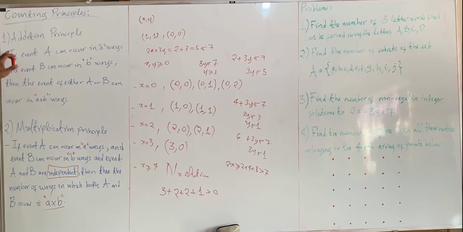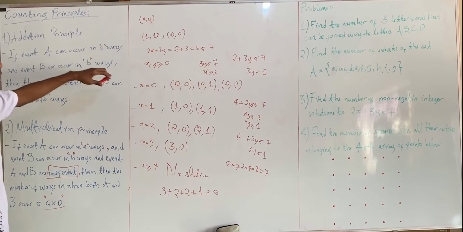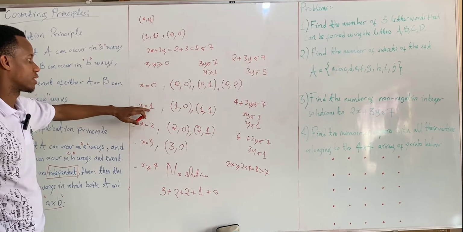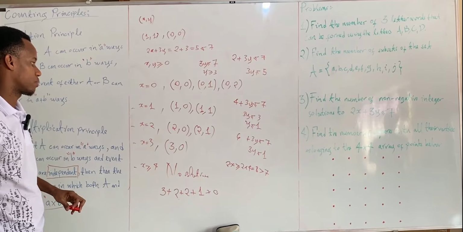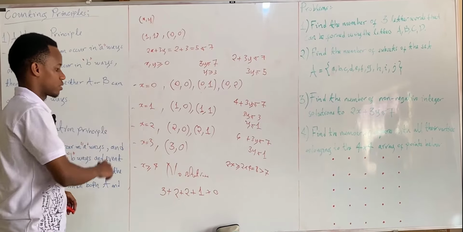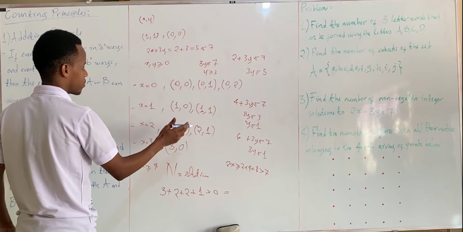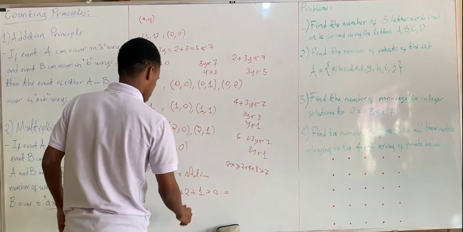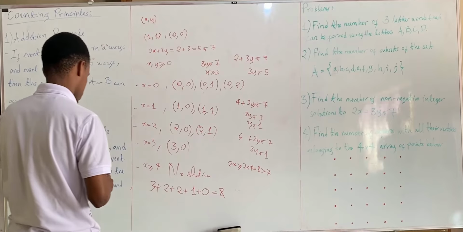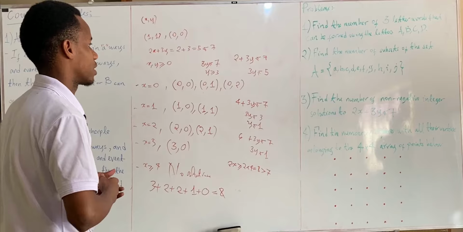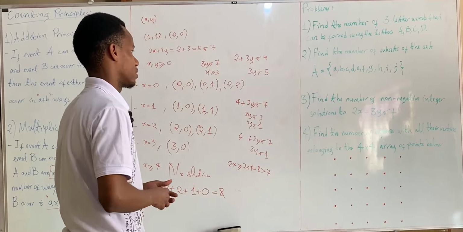Remember, we are using the addition principle here because we are using either-or. x can be 0 or 1. It cannot be both 0 and 1 at the same time. That is why we're using the addition principle. So in this case, you have 3 plus 2 plus 2 plus 1, 8 number of ways, which is the final answer. So the number of pairs is 8 in this case.